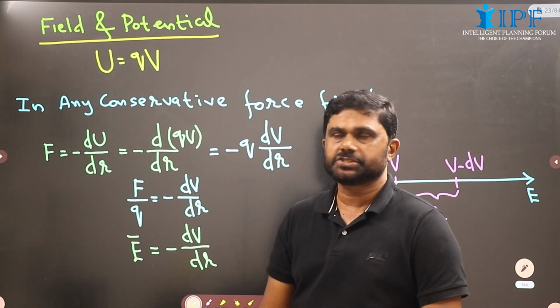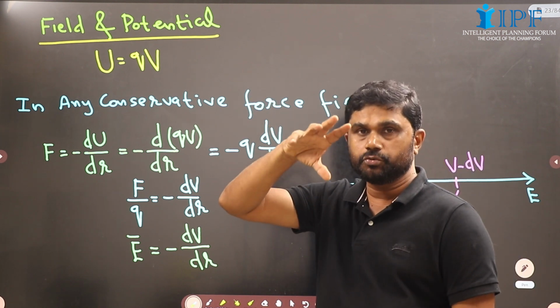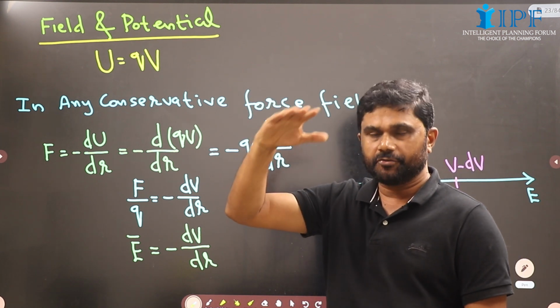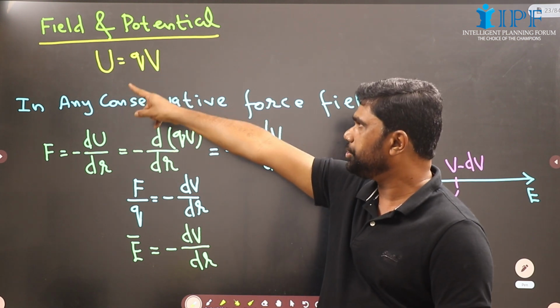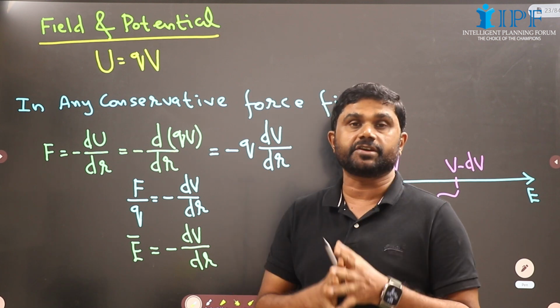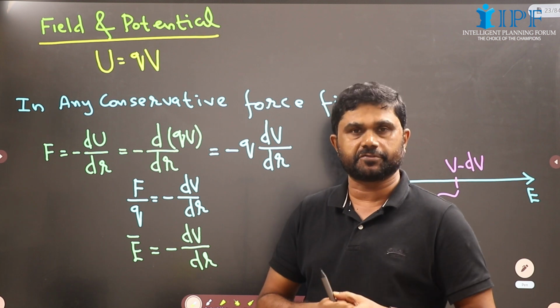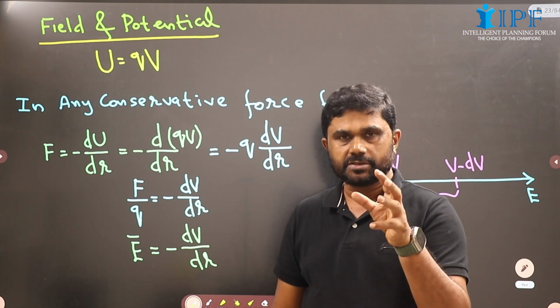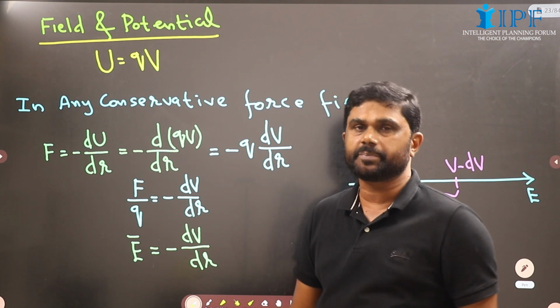Now next thing is field and potential. See, when a charge small q is kept at a point where the electric potential is V, then electric potential energy U equal to QV. See, this electric field is a conservative field. Gravitational field is conservative, magnetic field is conservative. Conservative means, see, the work done against such forces will be independent of the path followed.